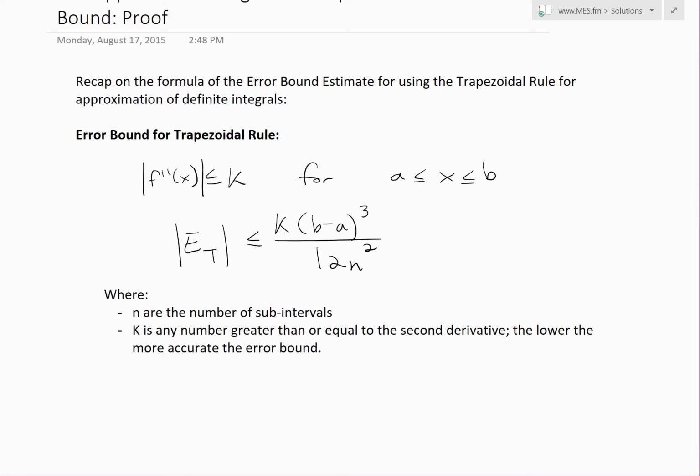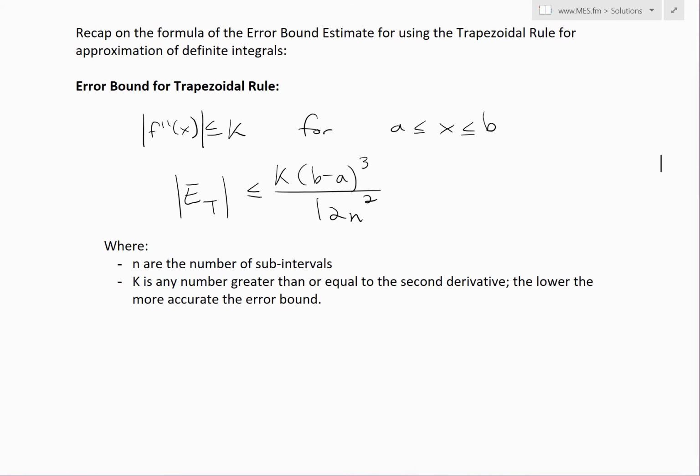Suppose K is a number greater than or equal to the absolute value of the second derivative on this interval where x is between a and b. Then the absolute value of the error of the trapezoidal rule is less than or equal to K times (b minus a) cubed divided by 12 n squared, where n is the number of sub-intervals, and K is any number greater than or equal to the absolute value of the second derivative.